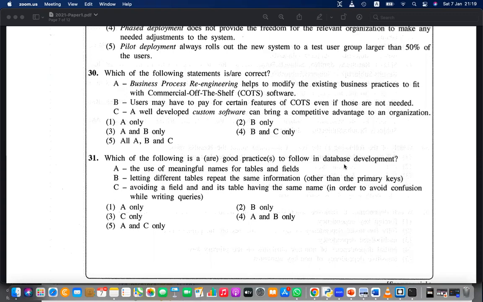Almost, the commercial off-the-shelf software is already built. It's not custom built, it is generic. So we will get general features. Some features we might not use, but still we need to pay. A well-deployed custom software can bring competitive advantage to an organization. Yes, custom built software is good for the organization, but you need to optimize the software well. All three are correct, ABC.